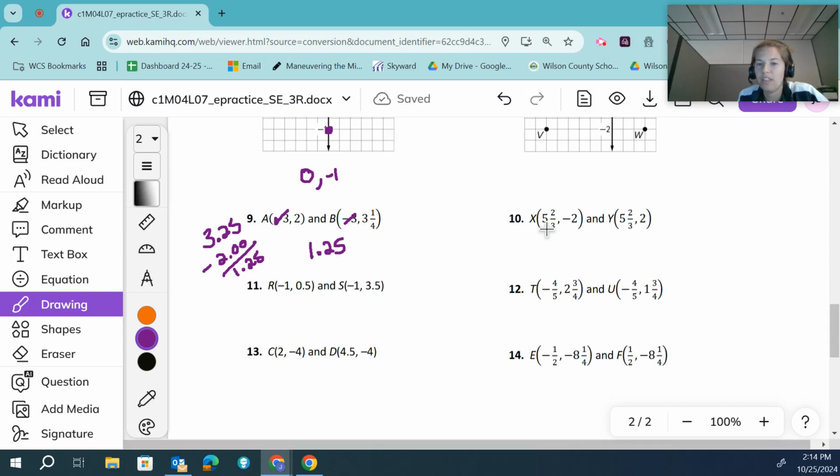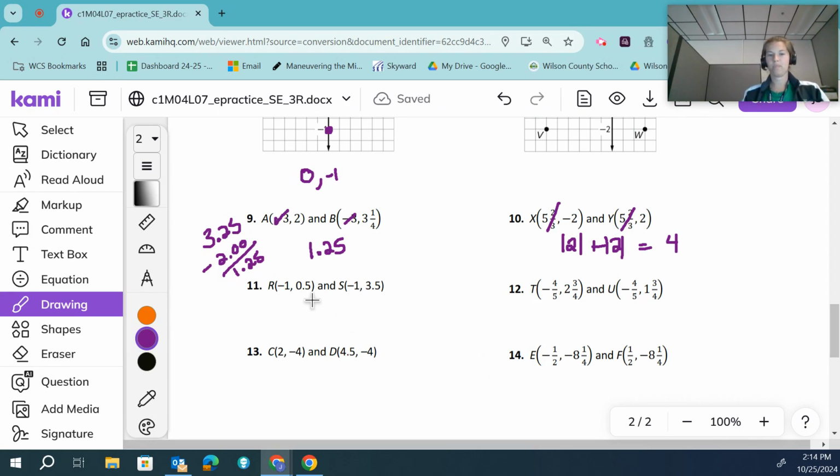This next one, we have 5 2/3 and 5 2/3. So we're not going to pay attention to that right now. We're going to look at the values that are opposite. Now we have negative 2 and positive 2. Opposite signs, opposite sides of the axes, which means we are going to use absolute value and add. The absolute value of negative 2 is 2, so it's 2 away from 0. Positive 2 is also 2 away from 0. We add them, and we get 4. We're taking the absolute values.